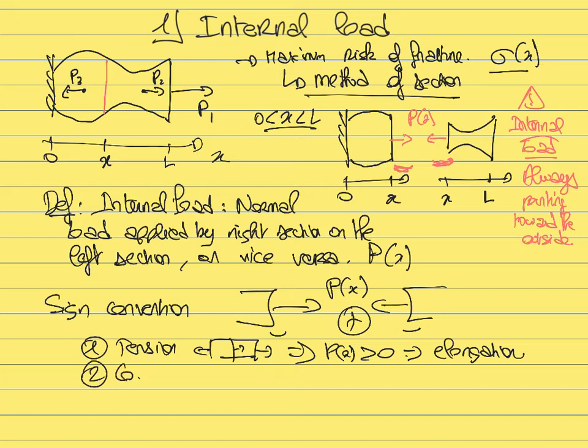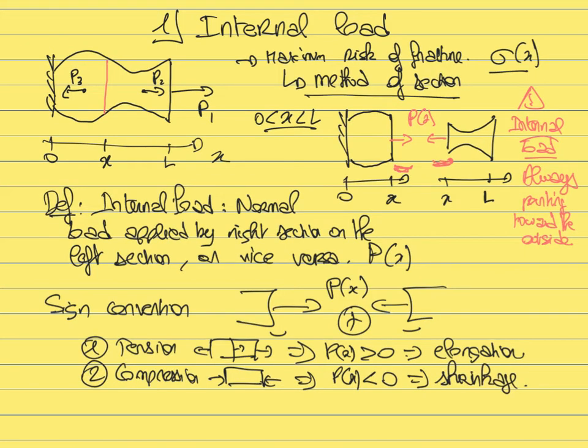On the other hand, if you have a state of compression, that is to say a material that is subjected to some compressive force, then the internal load will be negative, and you will have a case of shrinkage, where the length of the beam is going to decrease.